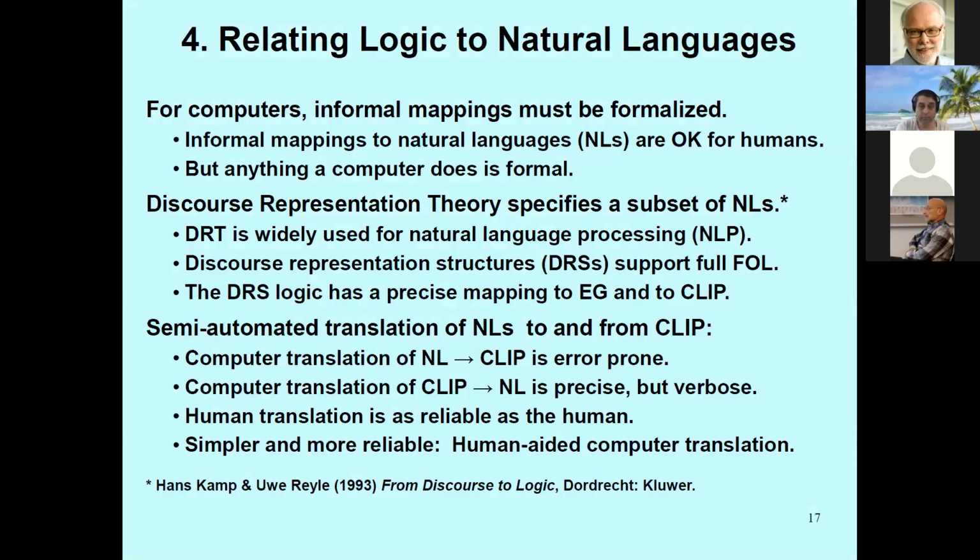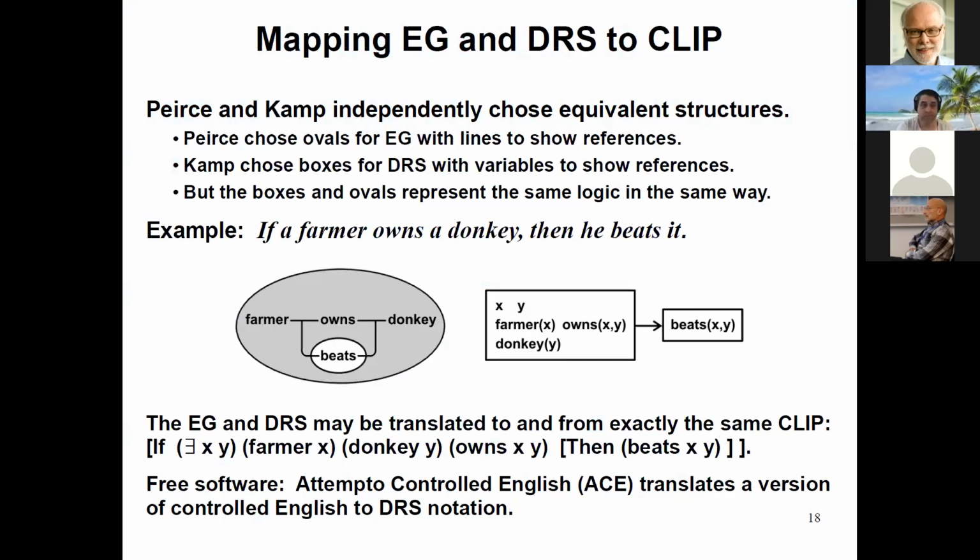Now, relating logic to natural languages, this is an area where there's been a huge amount of research for years. And one popular notation that people have been using is DRT, the discourse representation theory by Hans Kamp. And the notation that he had is discourse representation structure. And Hans Kamp's DRS is exactly equivalent to the basic first-order subset of existential graphs.